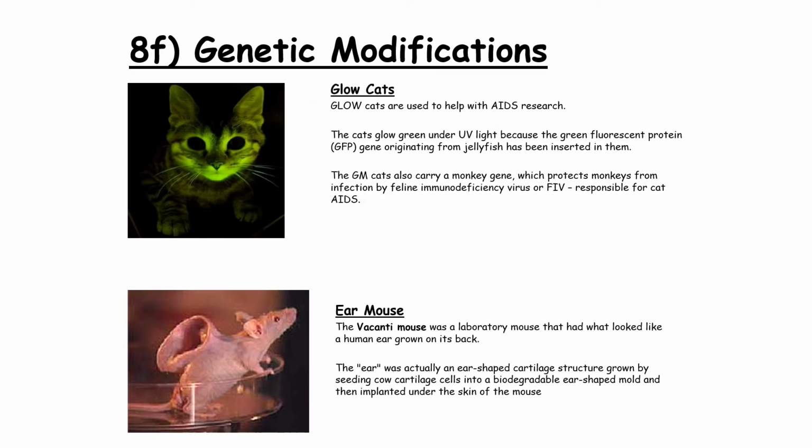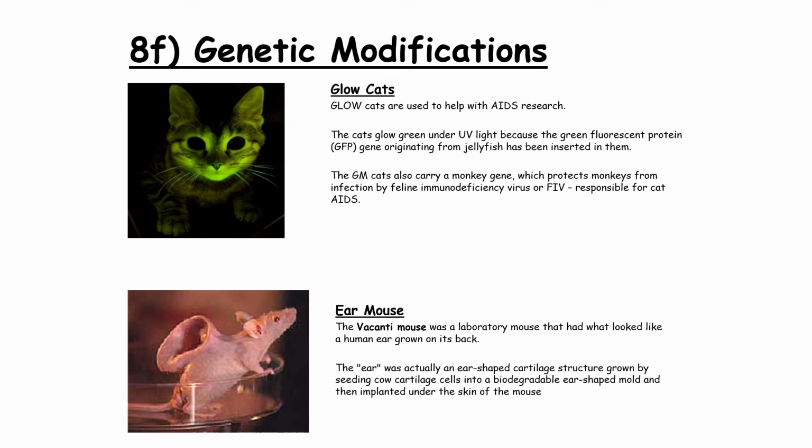Then you've got glow cats. Glow cats are used to help with AIDS research. The cats glow green under UV light because the green fluorescent protein gene originating from the jellyfish has been inserted in them. The GM cats also carry a monkey gene which protects monkeys from infection by feline immunodeficiency virus, or FIV, responsible for cat AIDS.